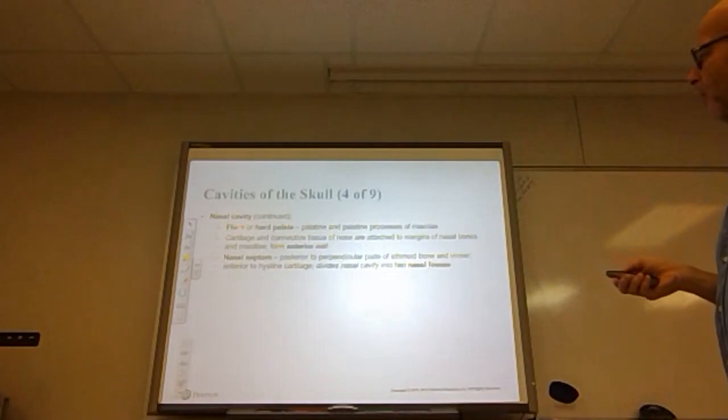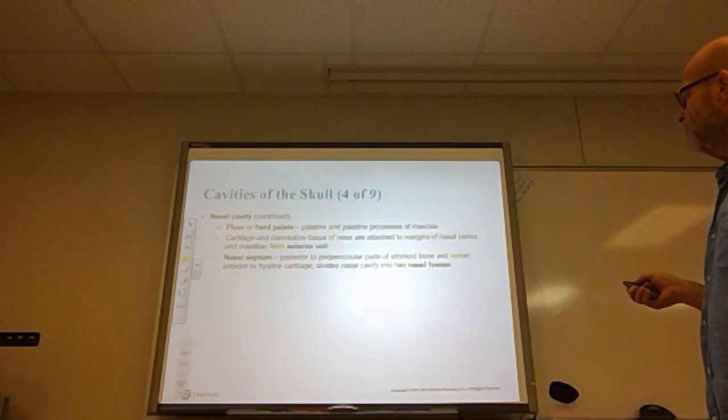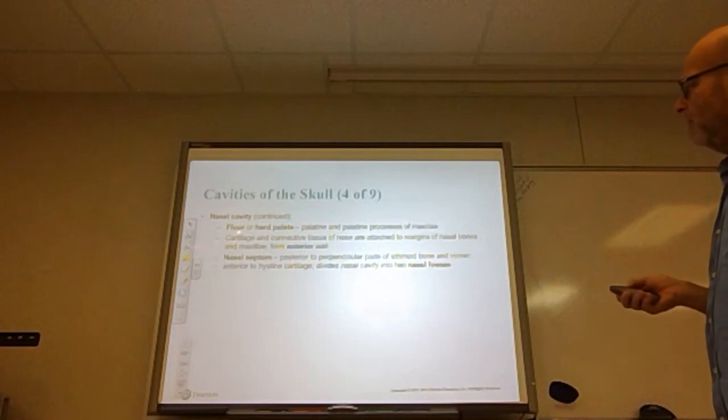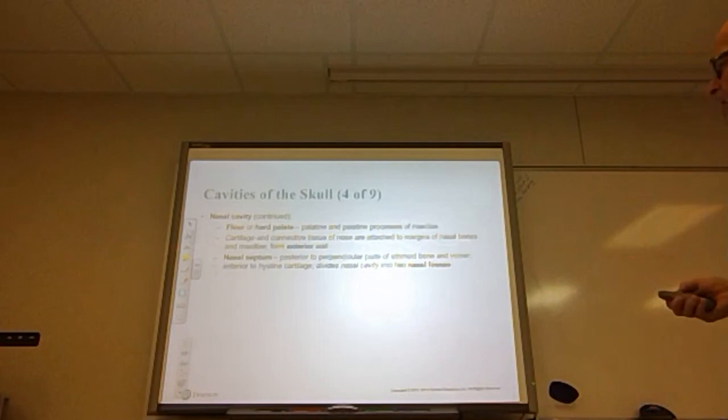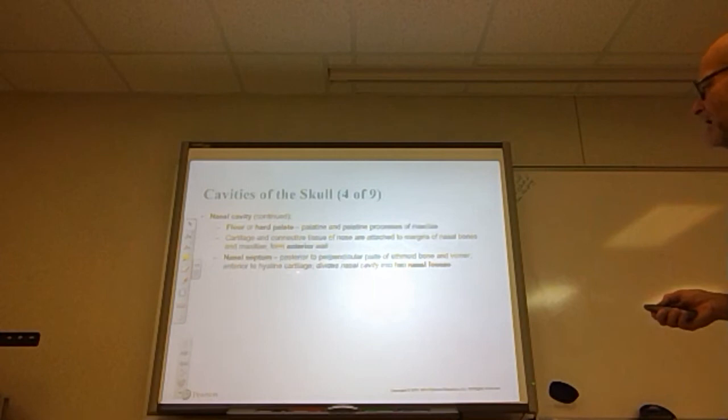The nasal cavity, the floor of the hard palate, is the palatine process of the maxilla. Cartilage and connective tissue of the nose are attached to the margins of the nasal bone and the maxilla to form the anterior wall of the nasal cavity. The nasal septum is posterior to the perpendicular plate of the ethmoid and vomer bone. Anteriorly it is hyaline cartilage.